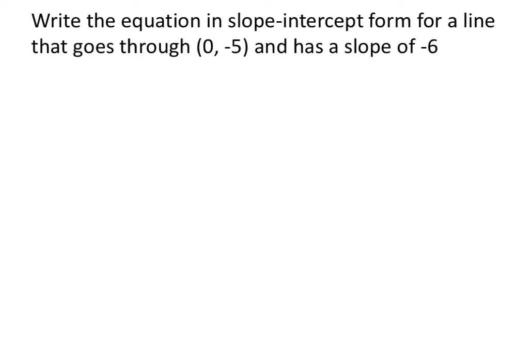All right, so here's our first example. Write the equation in slope-intercept form for a line that goes through (0, negative 5) and has a slope of negative 6. All right, so we're going to use both methods on this one. Okay, so I'm going to start with the first method, which was to use slope-intercept form.